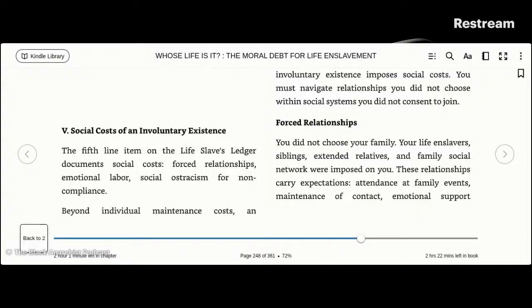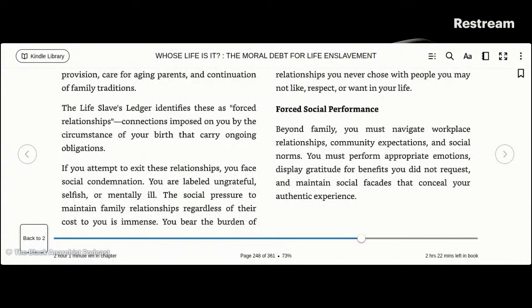Forced relationships. You did not choose your family, your life enslavers, siblings, extended relatives, and family social network were imposed on you. These relationships carry expectations. Attendance at family events, maintenance of contact, emotional support provision, care for aging parents, and continuation of family traditions. The Life Slave Ledger identifies these as forced relationships, connections imposed on you by the circumstances of your birth that carry ongoing obligations.